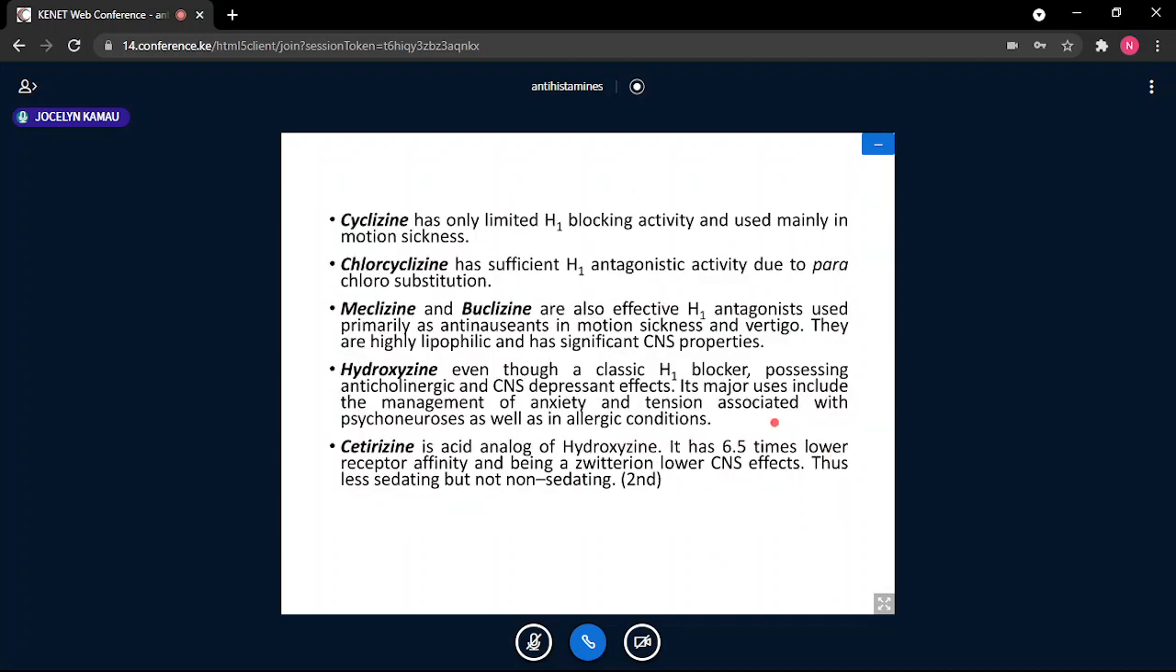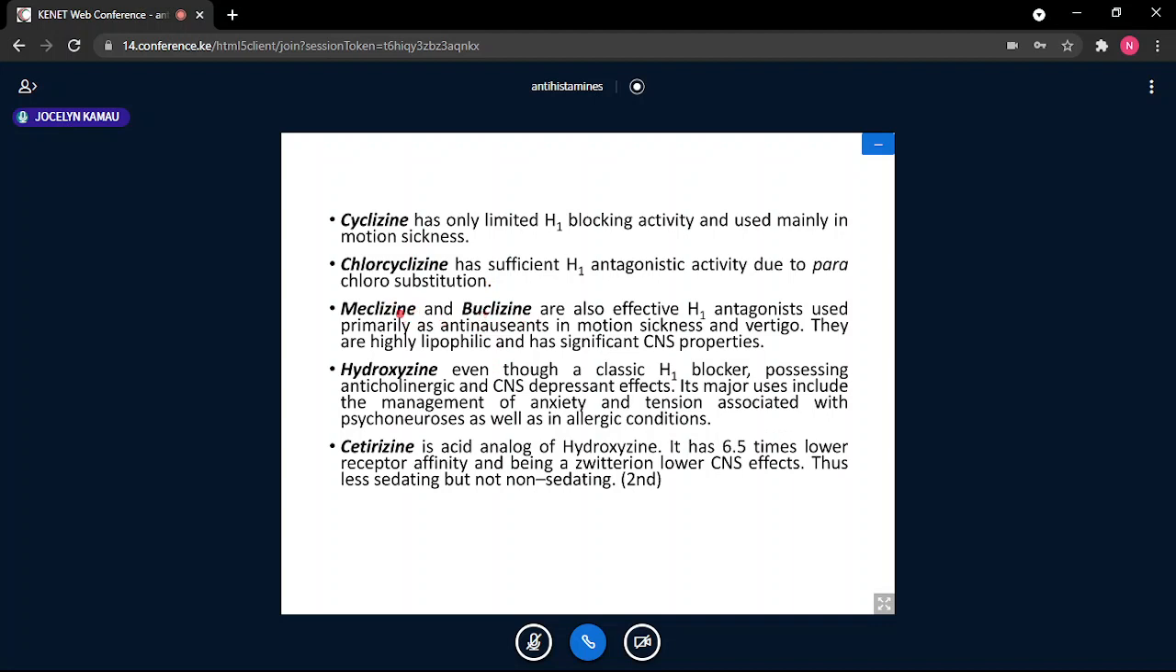As we have said, they are not majorly used as antihistamines for allergic reaction. They're used for vertigo or motion sickness. Cyclizine has only limited H1 blocking activity and is used mainly in motion sickness. As we have said, chlorcyclizine has sufficient H1 antagonist activity due to the parachloro substitution. Again, parachloro substitution has the same effect as we have seen in the others.